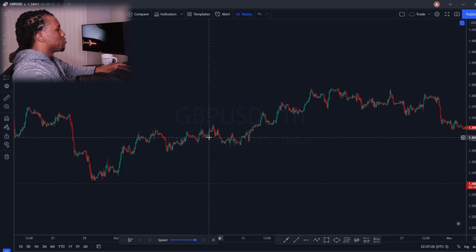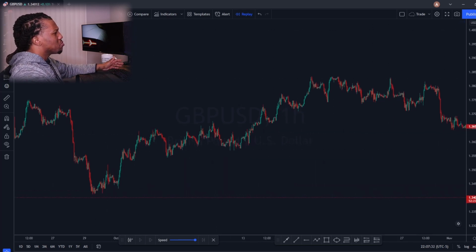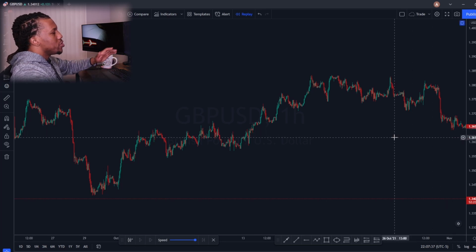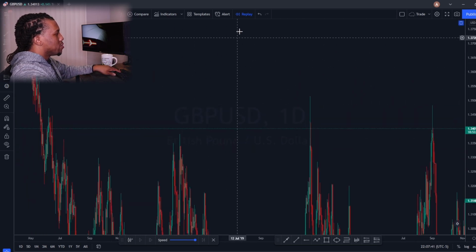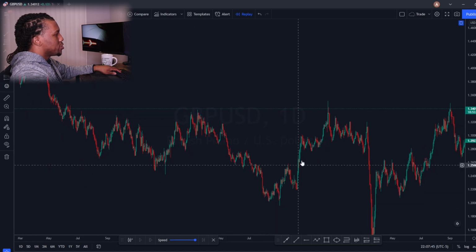Okay, so here we are. For this, we're going to jump on to the 1 hour chart. I believe that has the best amount of detail to really identify. You can use any time frame. You can go to the daily, right? And identify, here's your downtrend, here's your uptrend, down, up, right?